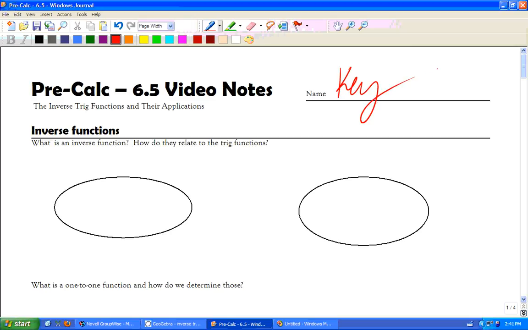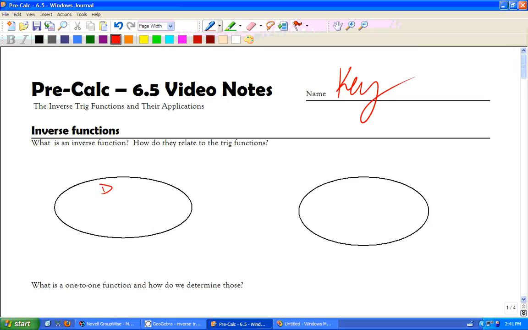Welcome, pre-calculus students. Today we're going to be looking at inverse functions, especially those dealing with trigonometry. The first thing I want to take a look at, though, is kind of review some things that we've gone over in the first semester about just inverses in general.